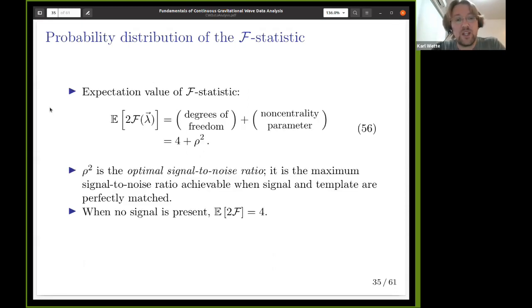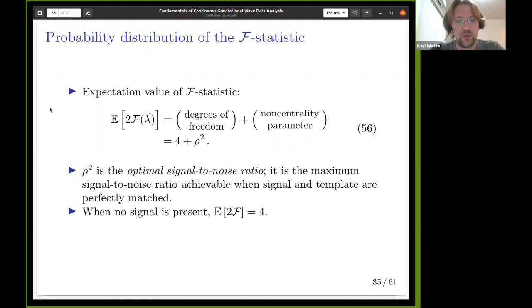So we can take the expectation value of the statistic, and we're basically given that result from the properties of the non-central chi-squared distribution. It's basically the number of degrees of freedom, which is 4, plus the non-centrality parameter, which is rho squared. That's given in 56. Now, rho squared has another name, which is the optimal signal to noise ratio. So it's basically the maximum value of the detection statistic, or the maximum signal to noise we can achieve when our signal and template are perfectly matched, with their parameters being identical.